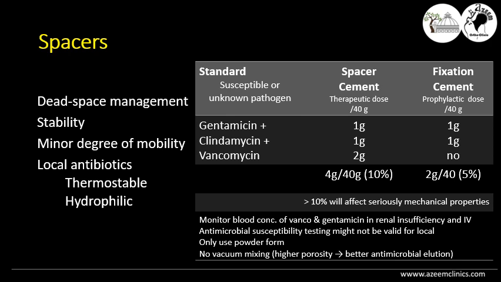In the second stage, it's advised also to use a cement-fixed prosthesis loaded with antibiotic. But at that time, we use 2 grams per 40 grams of cement, so as to enhance the mechanical properties of the cement fixing the prosthesis.